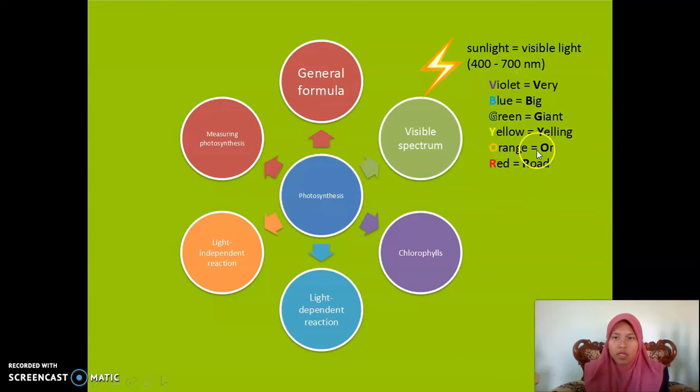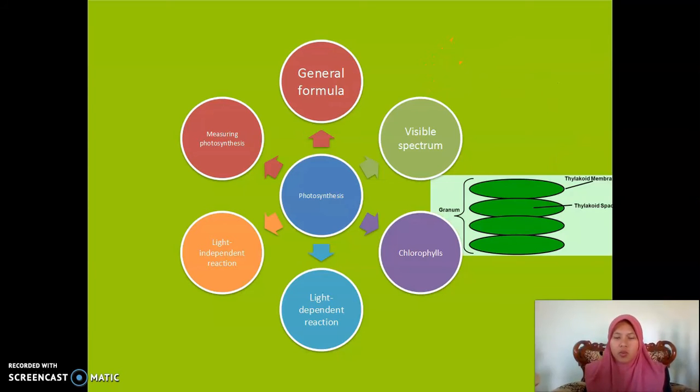How to remember this? Saya dah createkan yang ni lah, but it is entirely up to you nak gunakan mnemonics apa. So for example, very big giant yelling on road. So kita tahulah very big giant yelling on road, meaning that is the violet, blue, green, yellow, orange, red, and that is dia punya susunan for colors on the visible spectrum.